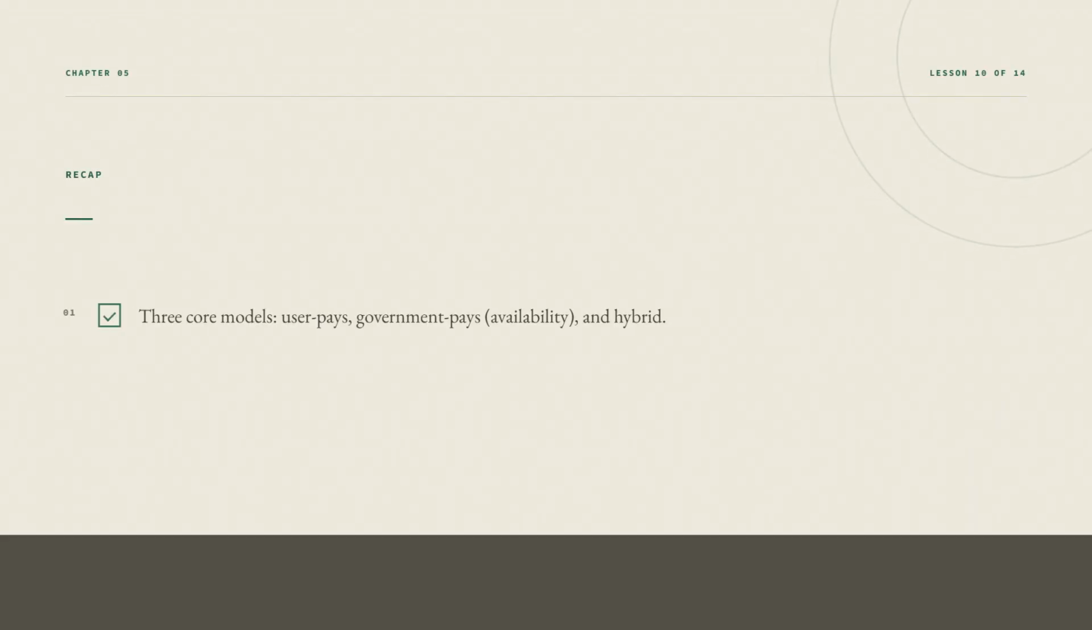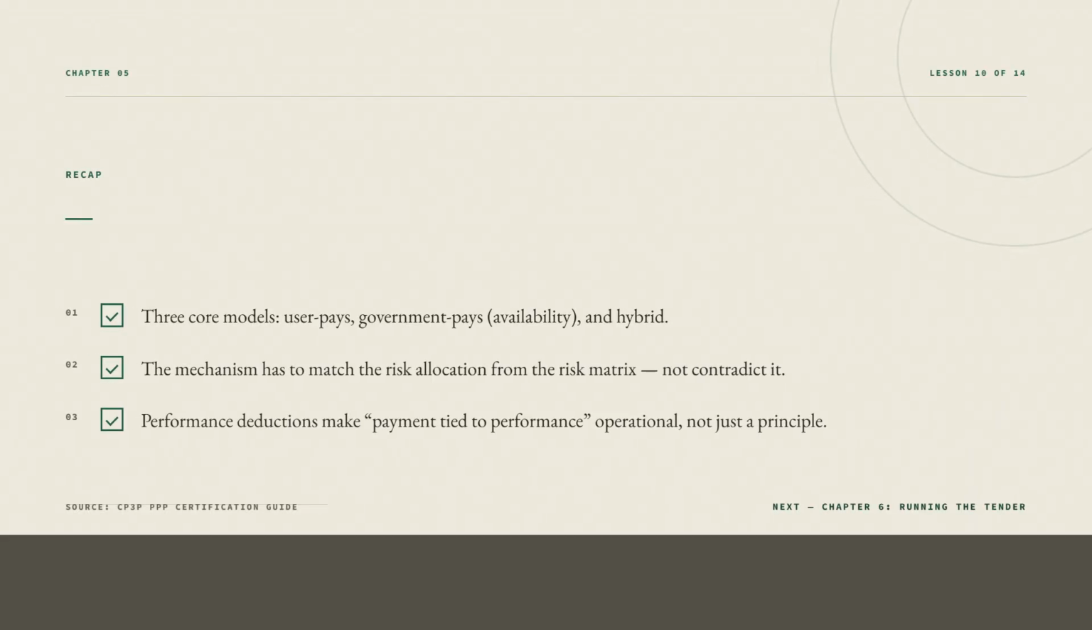Quick recap: the 3 core payment models are user pays, government pays through availability payments, and hybrid. The mechanism chosen has to match the risk allocation from the risk matrix, not contradict it. And performance deductions make payment tied to performance an operational reality, not just a principle. Chapter 6 is next: how the tender itself actually runs.